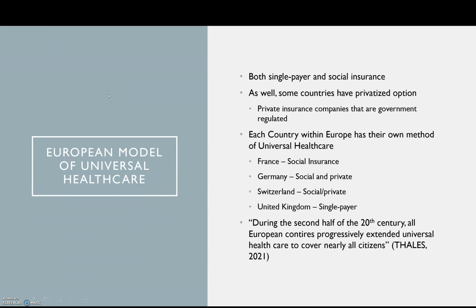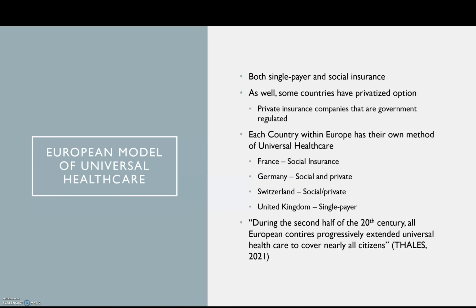So what does the European model of universal healthcare look like? The European model has both single payer and social insurance, as well as privatized options. The private insurance companies here, though, have certain government regulations. Within the European model, each country kind of dictates their own method of universal healthcare. So in places like France, you have social insurance. In Germany, you have social and private.